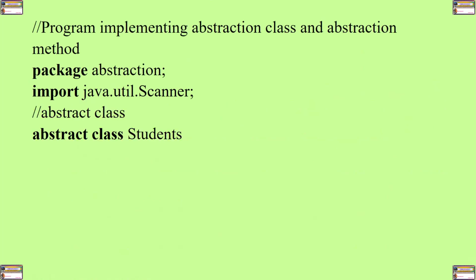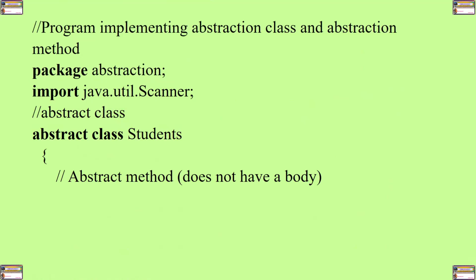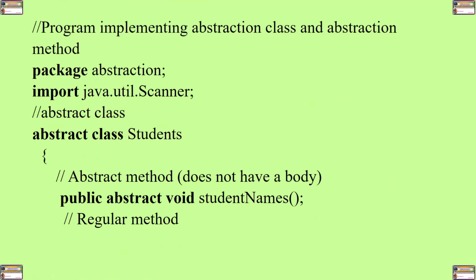So one of the abstract classes is this class called students. You can see it is preceded by the word abstract. Then class is students. And then you can have an abstract method inside it. And this method, which is student's name, does not have a body. And then you can still have a regular method like this, or regular data members as well as regular methods.